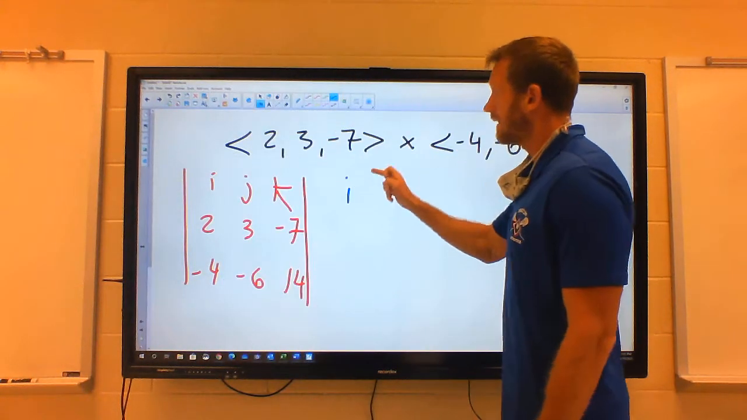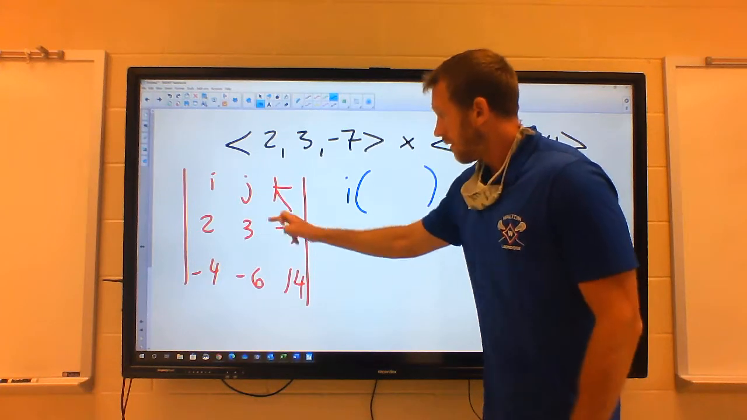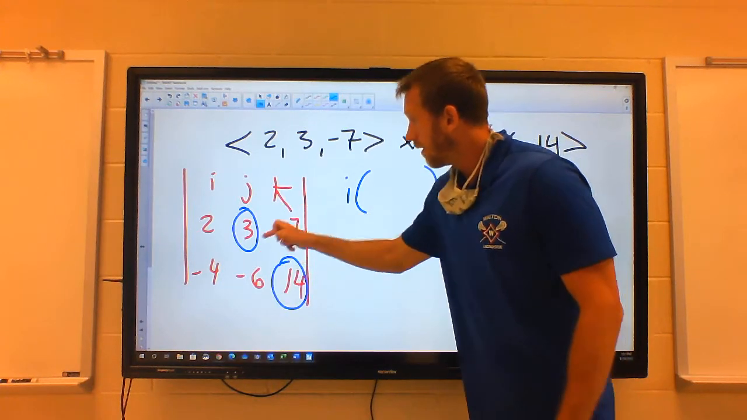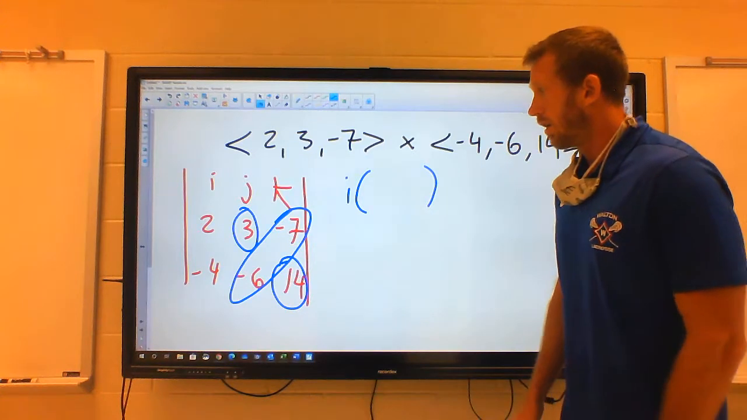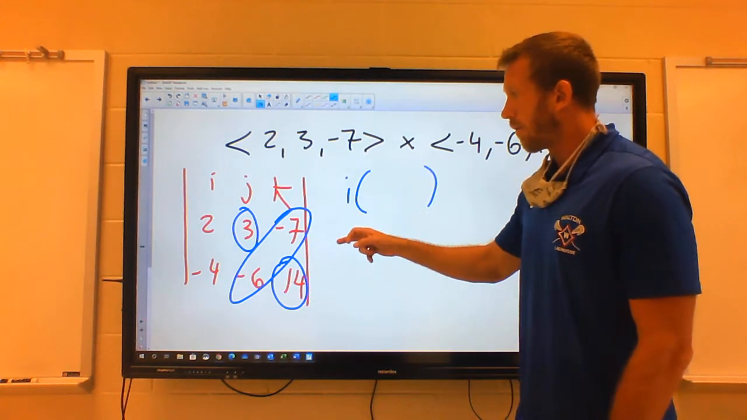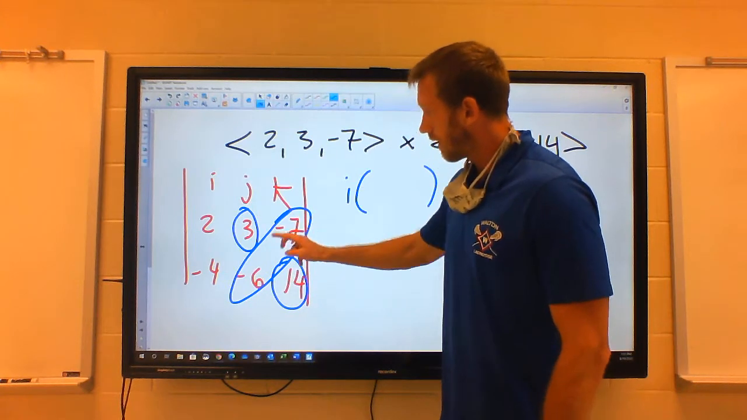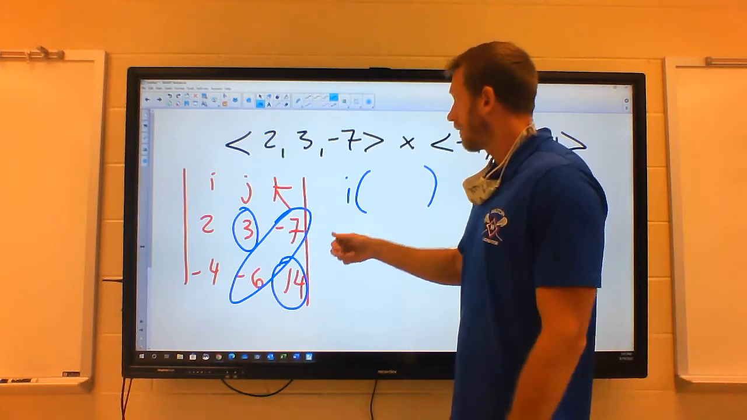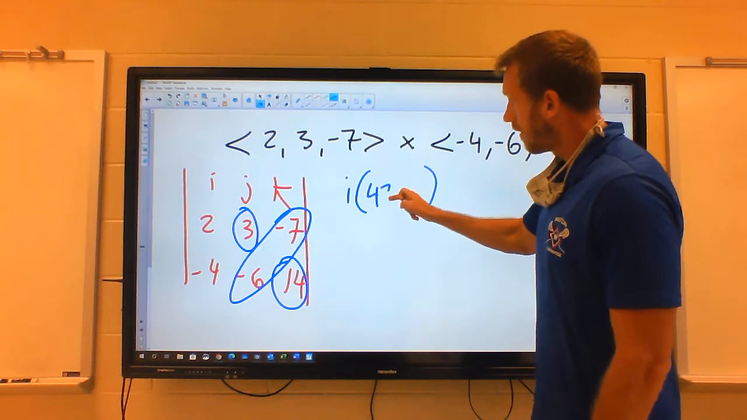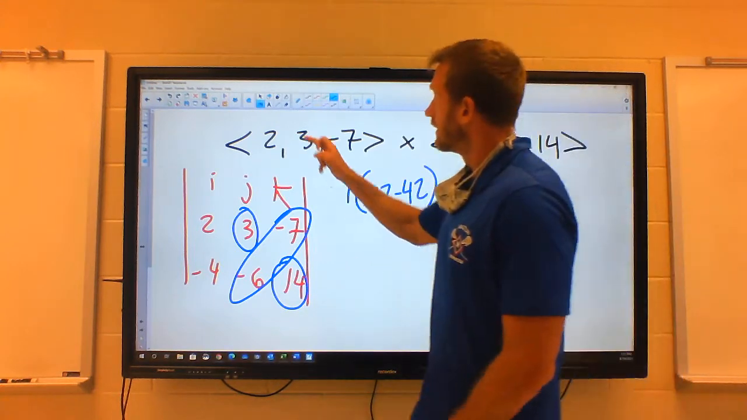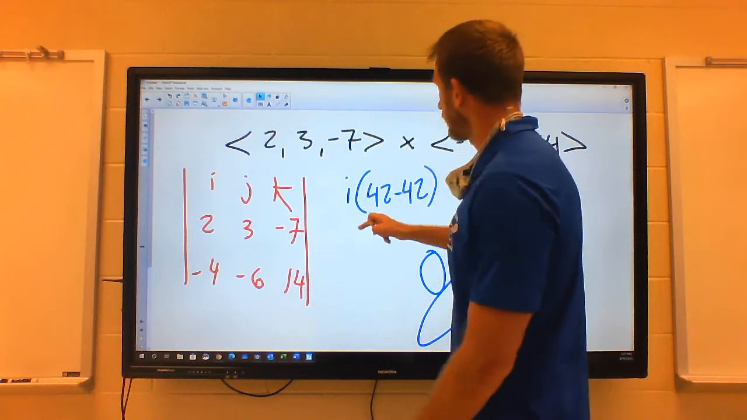Okay, so we've got I times 42. Okay, minus negative 42. Hold on. This is positive 42, because negative, negative, but we're subtracting it, a third negative. So we've got positive 42 minus 42. Okay, we'll see what happens here in a second.